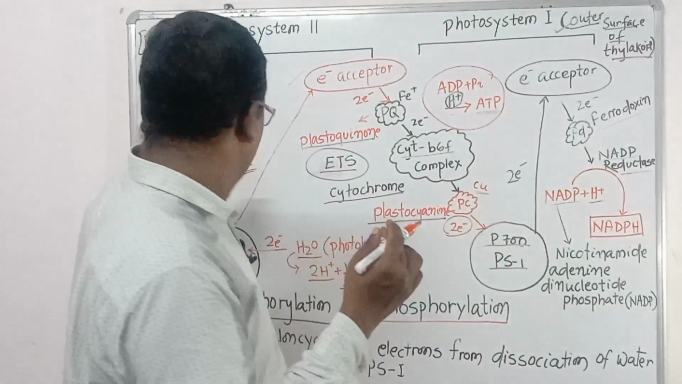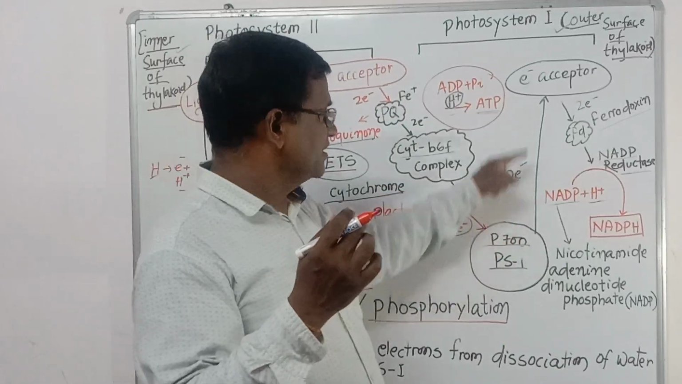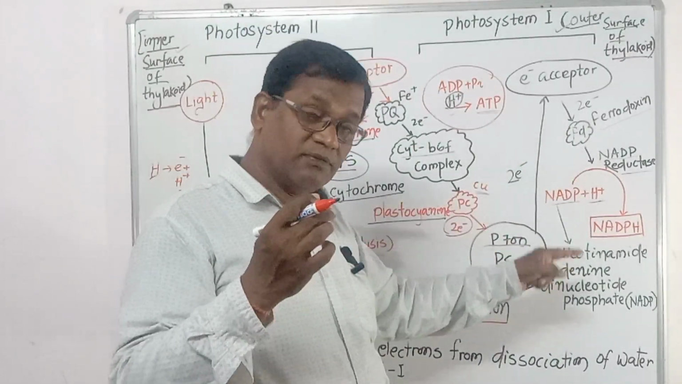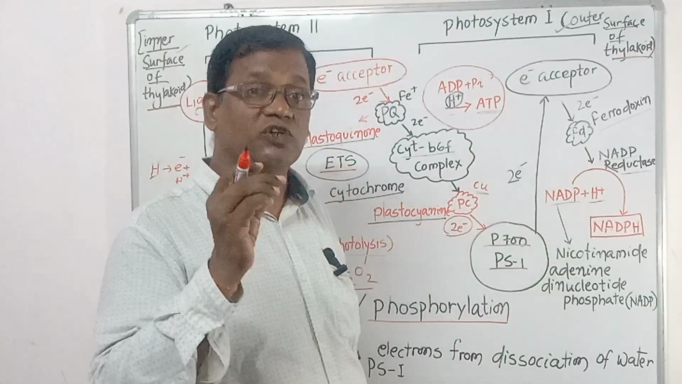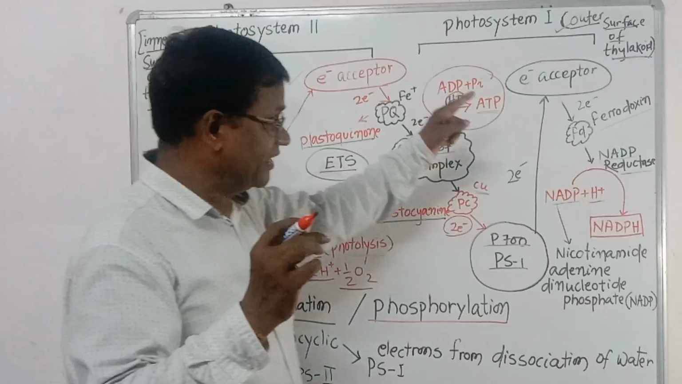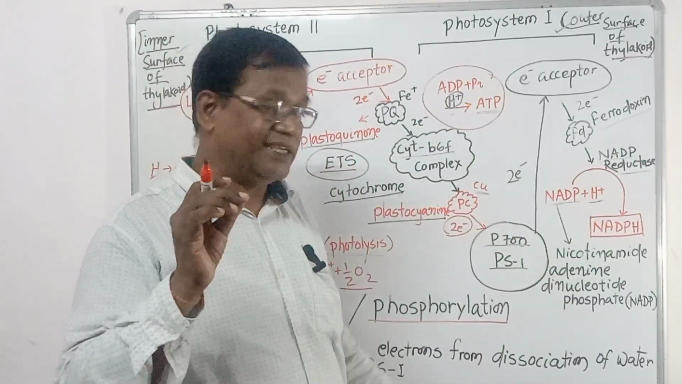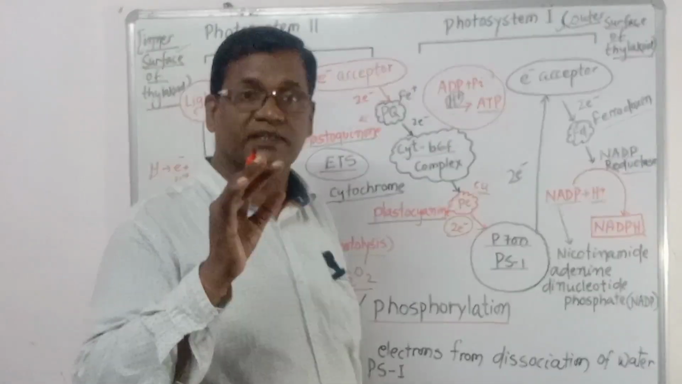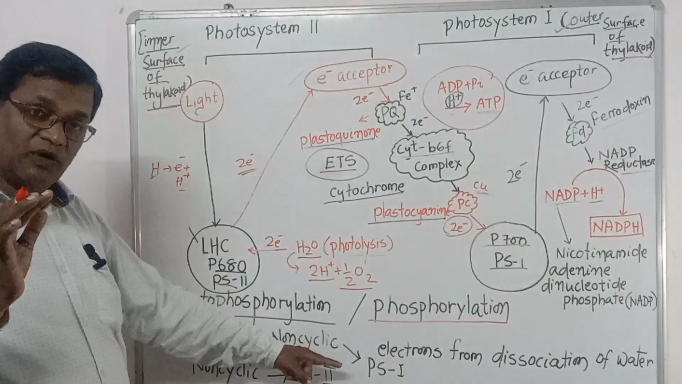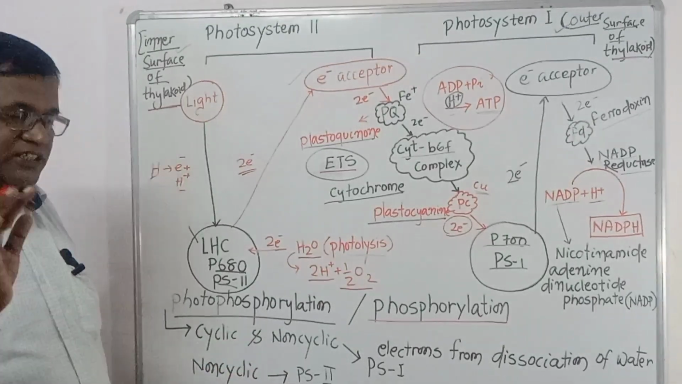Cyclic means, see, when an electron starts, it moves in a cyclic manner and it won't go back to the photosystem. When it goes back to the photosystem, that is called non-cyclic. I am repeating. If it moves in a cyclic manner and does not go back to the photosystem, that is called cyclic. If it goes back to the photosystem, that is called non-cyclic. This is the difference between cyclic and non-cyclic. In photosystem 1, both cyclic and non-cyclic occur, whereas in photosystem 2, only non-cyclic occurs.